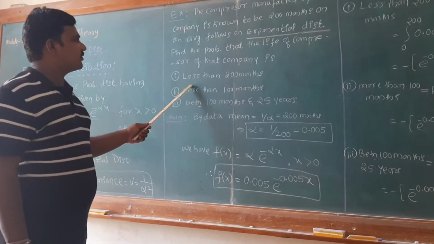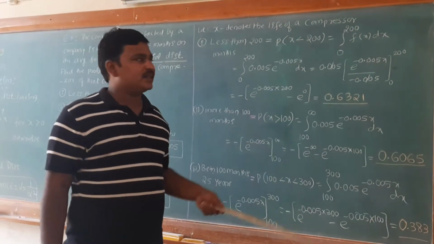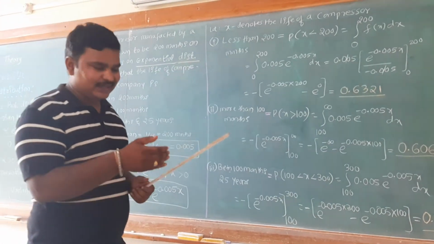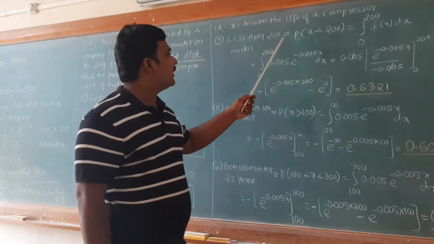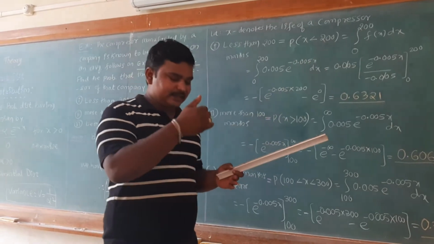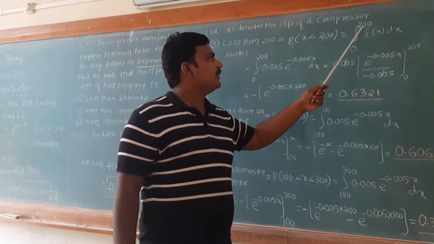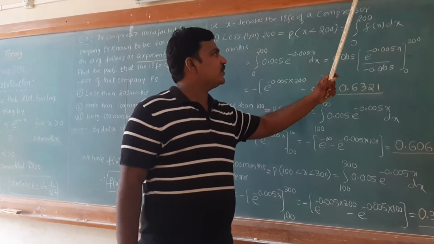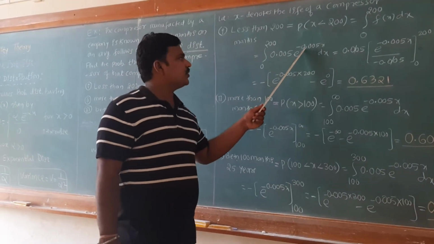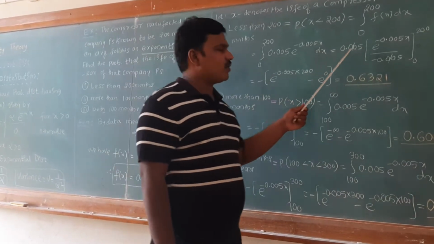First we solve the condition less than 200 months. Let x denote the life of the compressor. The first question is P of x less than 200. Since x is less than 200, it starts from 0, so it is the integration from 0 to 200 of f of x dx. We know f of x is 0.005 times e raised to minus 0.005 x dx. Here 0.005 is a constant value, so take it outside.